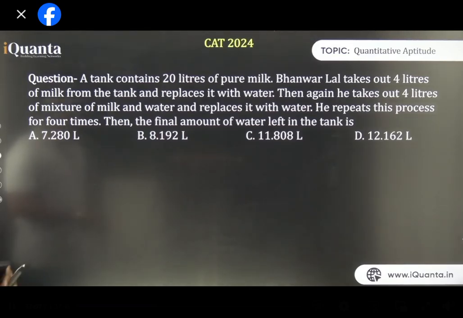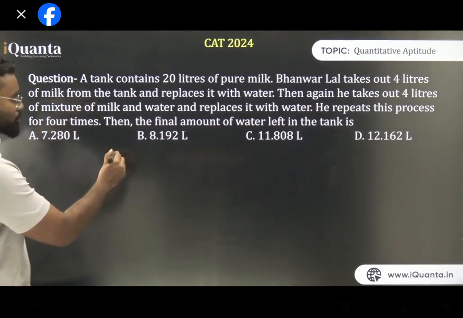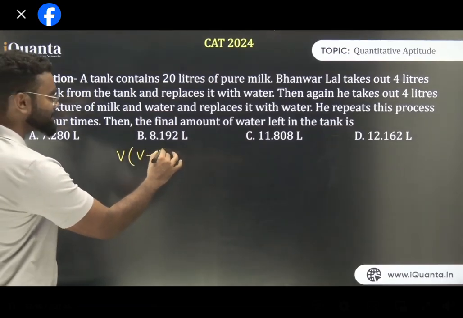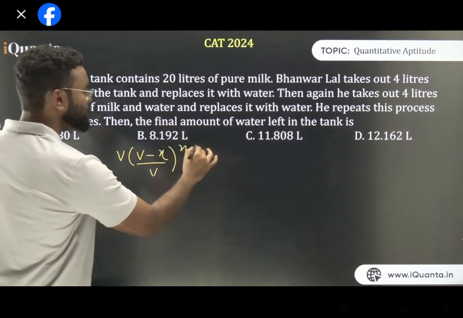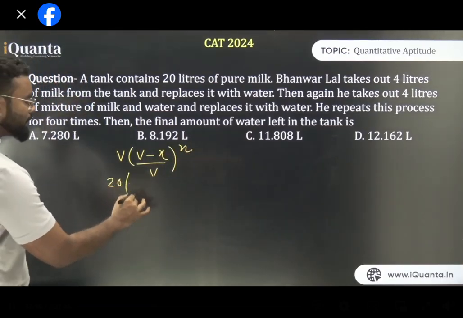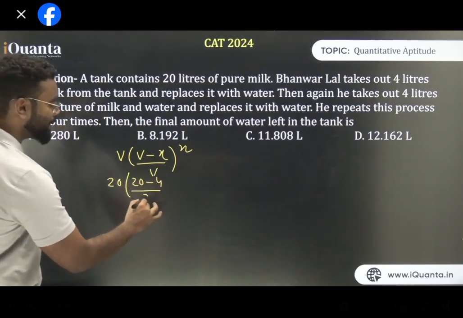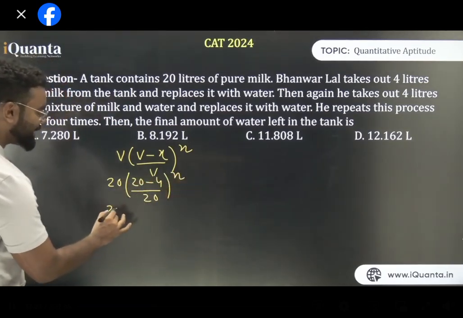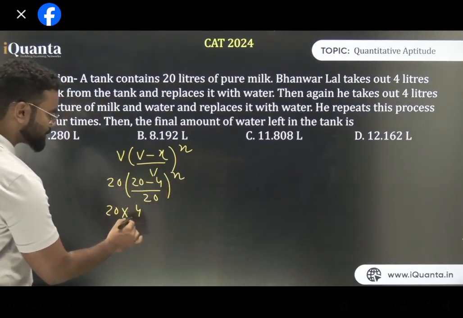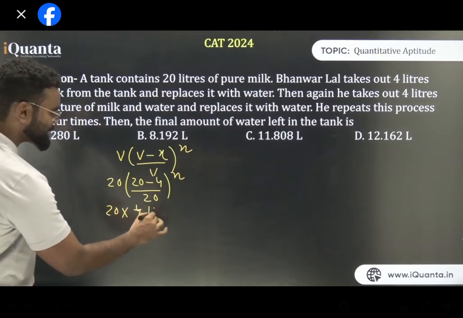So how to solve this question? You can use the formula directly. What is the initial volume? The formula is V into (V minus X upon V) to the power n, right? So the initial volume is 20 into (20 minus 4 upon 20) to the power n, which is basically 20 into (16 upon 20) to the power n.